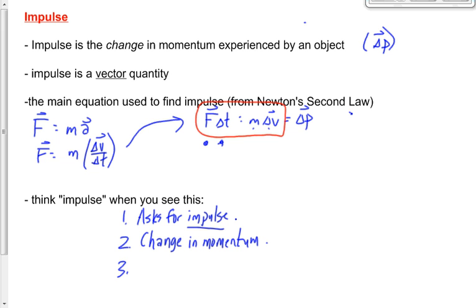And finally, the third one, this is the one that's more of a read between the lines kind of thing. If the question has a force and it has a time in it, it may not mention the word impulse anywhere in the question. In fact, it may not even mention the word momentum anywhere in the question. If you see a force and a time, maybe the word force, maybe just a value for force, anywhere in the question, then let's try impulse.